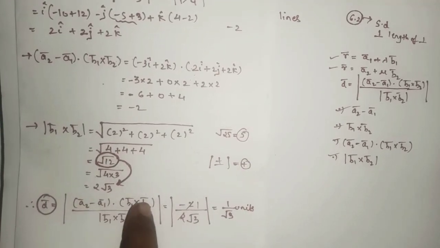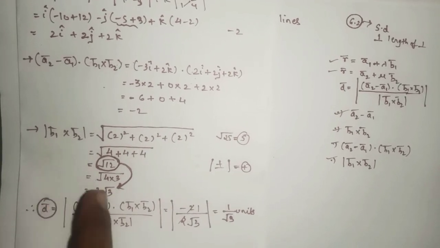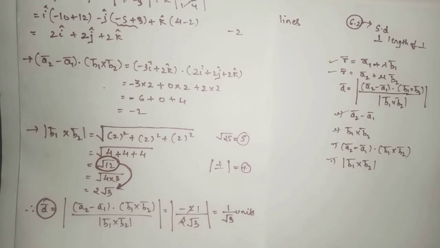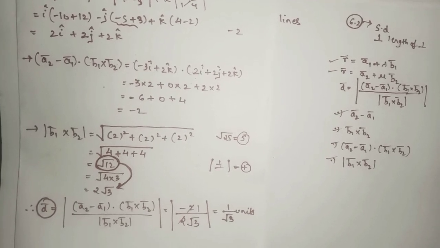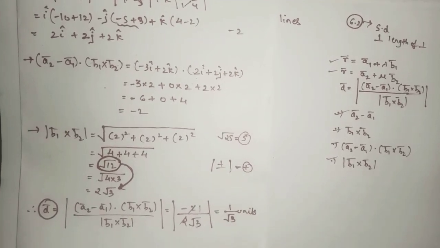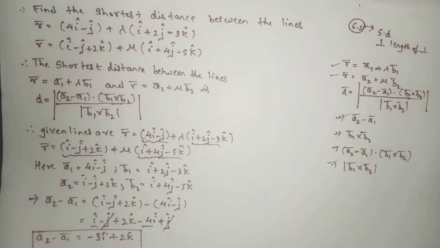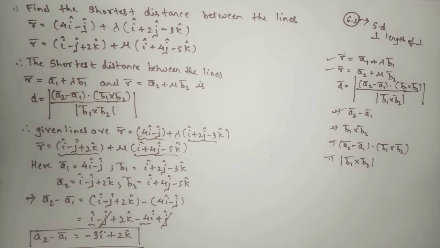So here the dot product between these two was minus 2, and the magnitude of b1 cross b2 was 2 root 3. So 2 will get cancelled, so we are left with minus 1 upon root 3. As we all know, whenever we have to find the magnitude of any number, whether it is positive or negative, the answer will be positive. So here the final answer is 1 upon root 3 units. In this way you have to present your sum in the board exam, as this is a proper 4 mark sum. You have to present the sum in this proper way only.